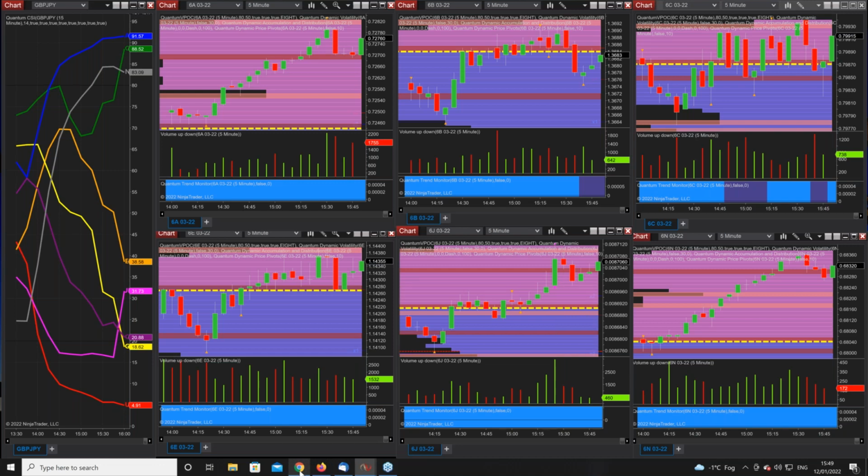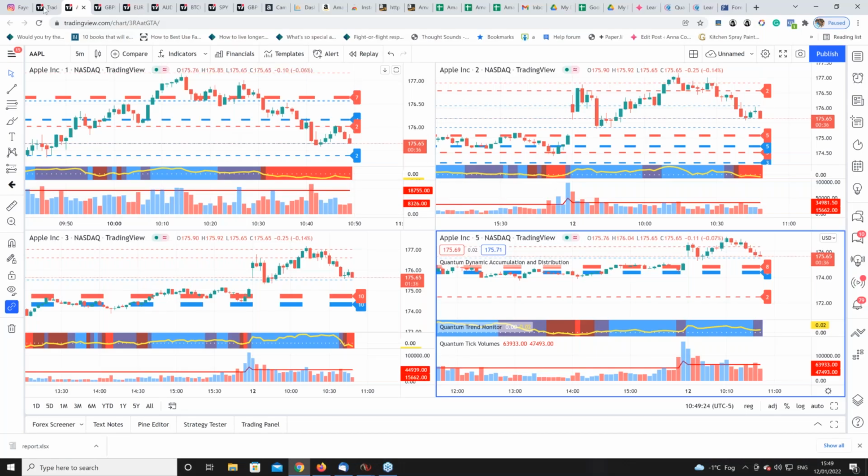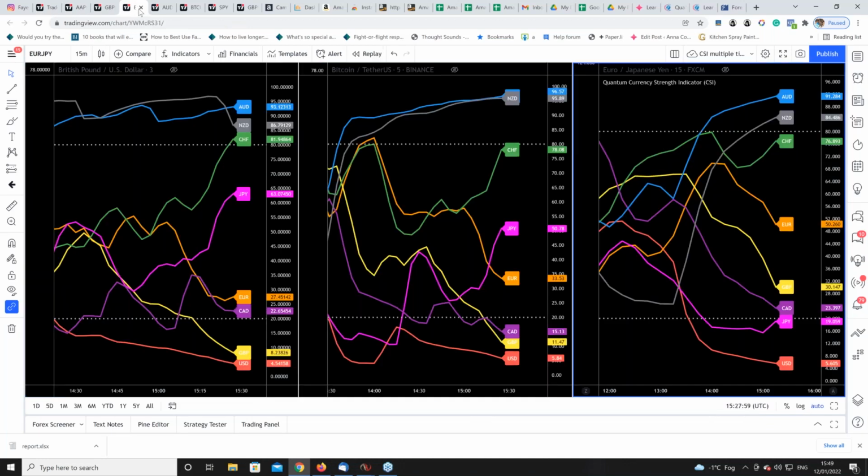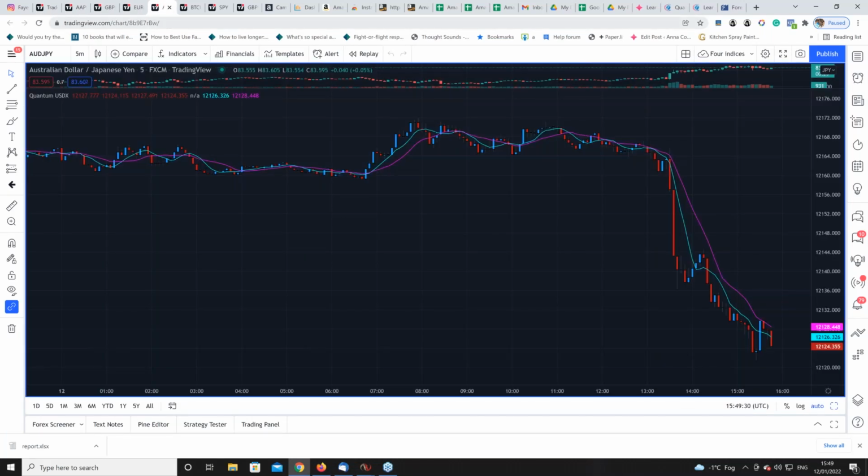I think I've got it on, that's Apple. That's, where are we? Let's have a look. So one of these I've got. Just finding it. There we go. Right, this is on the dollar index, so this is on 5. So that's what's happening in terms of the dollar. It's still very, very weak on the dollar.